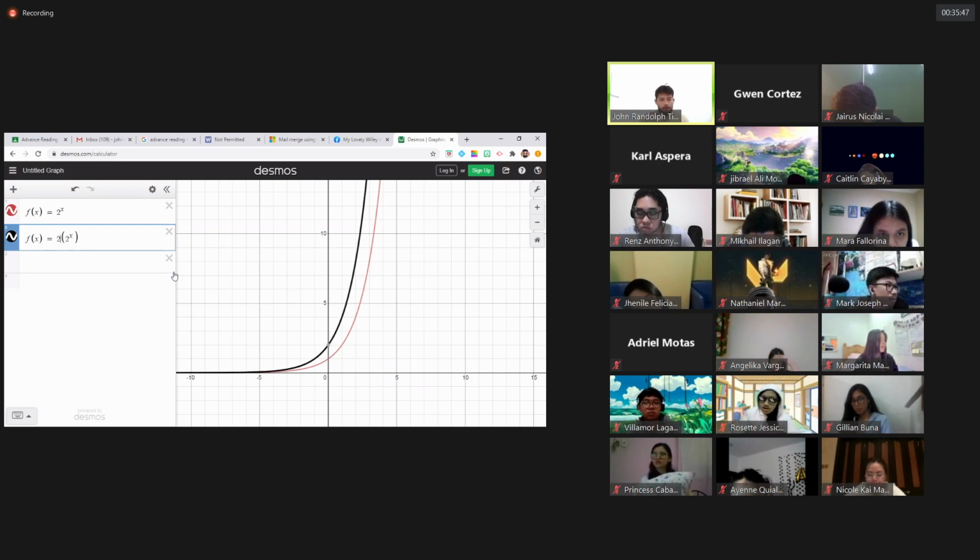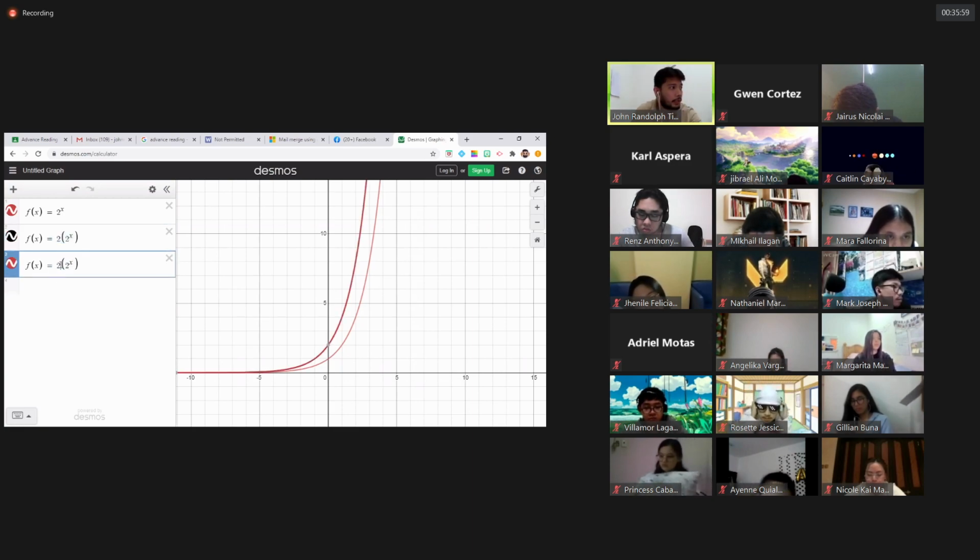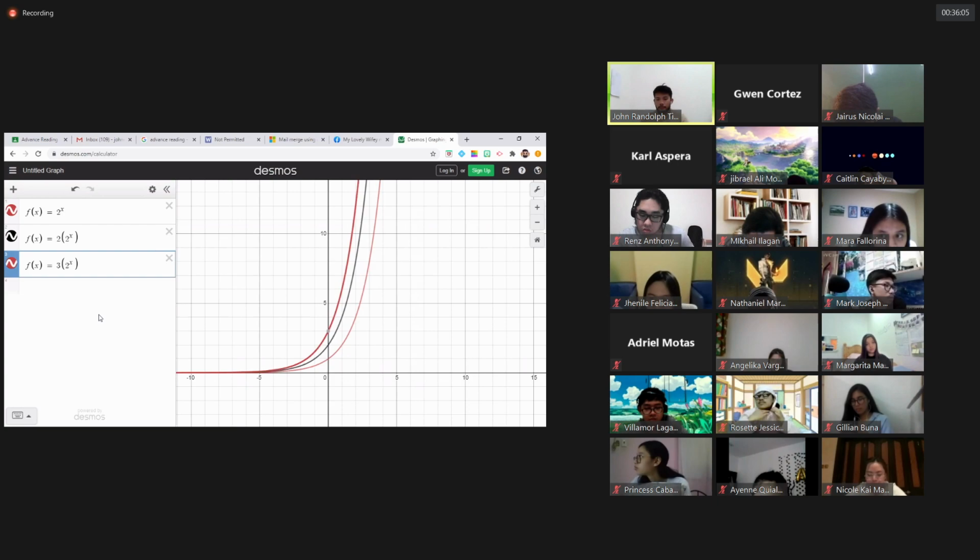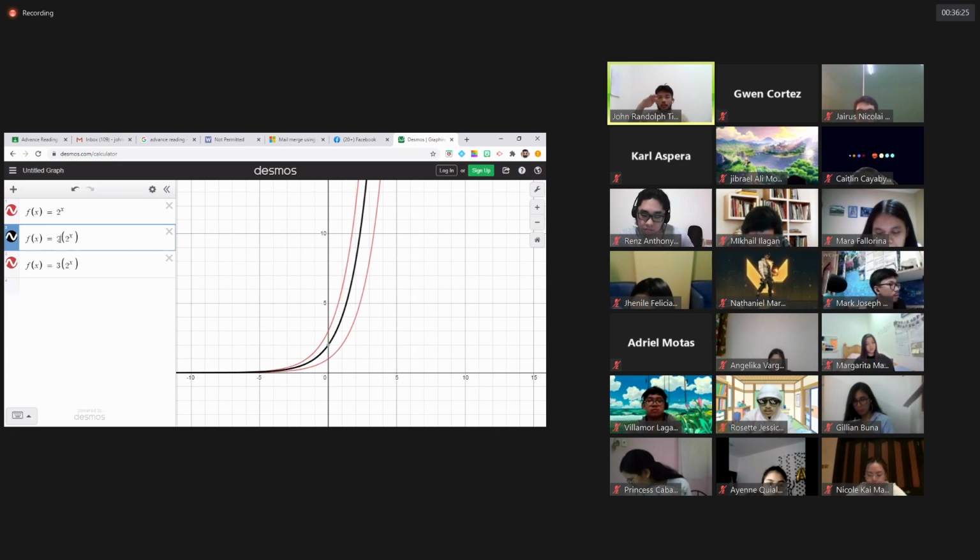Another one, let's have another graph. Let's add here f of x, pero gagawin natin tong 3. So, again, yung 3 dyan, it is still stretched upward. If you increase the number here, which is your y-intercept, it will go upward and upward. Vertically stretched yan.